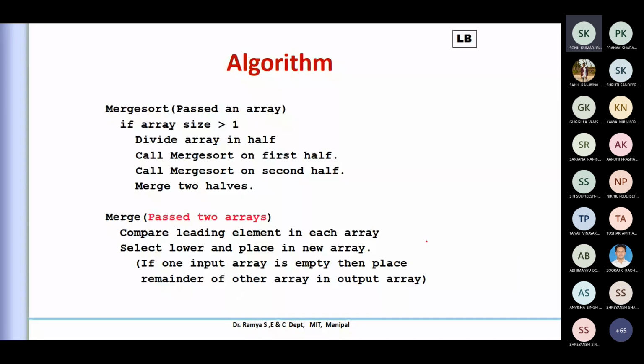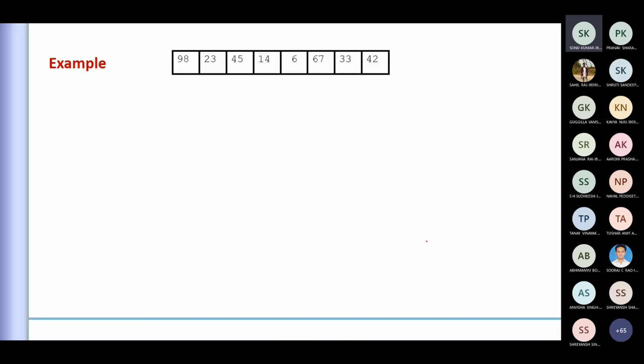Now I won't say more on this, so let us see the example here. Is it visible? You can see we have an array which is unsorted. You can see this is 98, then 23, and so on. And what is the length of this array? It is 8. Eight elements are there in this.